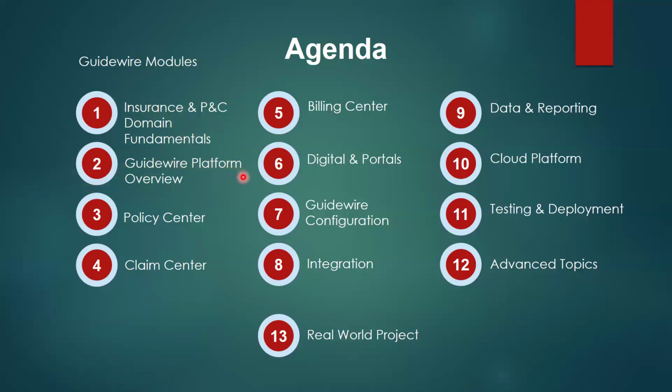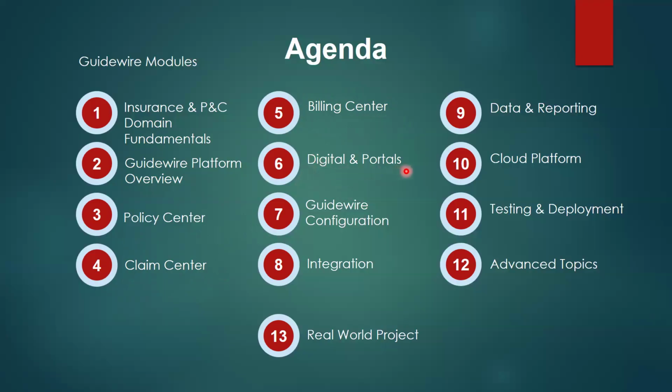Then in the second module, we will talk about the platform overview. The third module, we will talk about Policy Center. What is Policy Center? What are the details and what are the functions available in Policy Center? And then Claim Center. What functionality is available in Claim Center? What work will we do in Claim Center? We are going to explain all that. Then Billing Center, again the same. We will see what functionality is available in Billing Center.